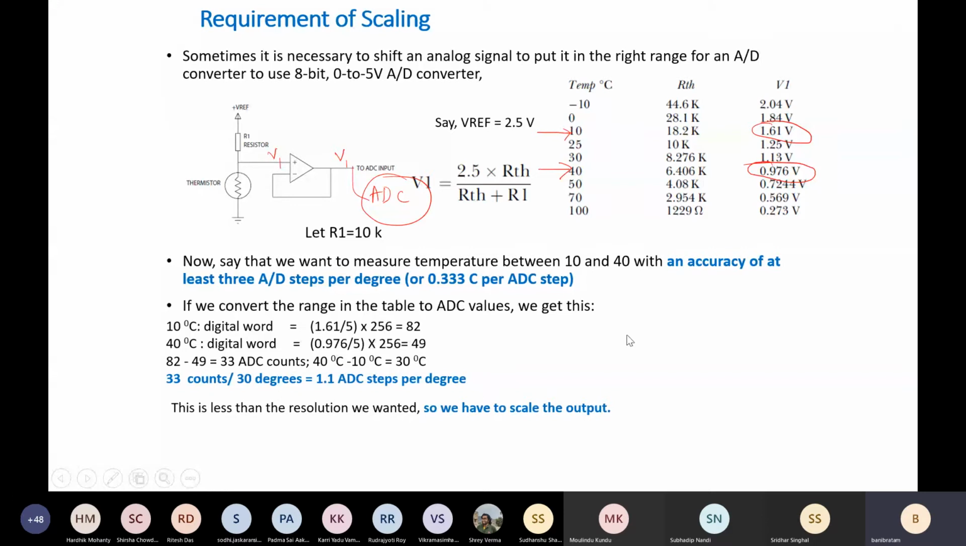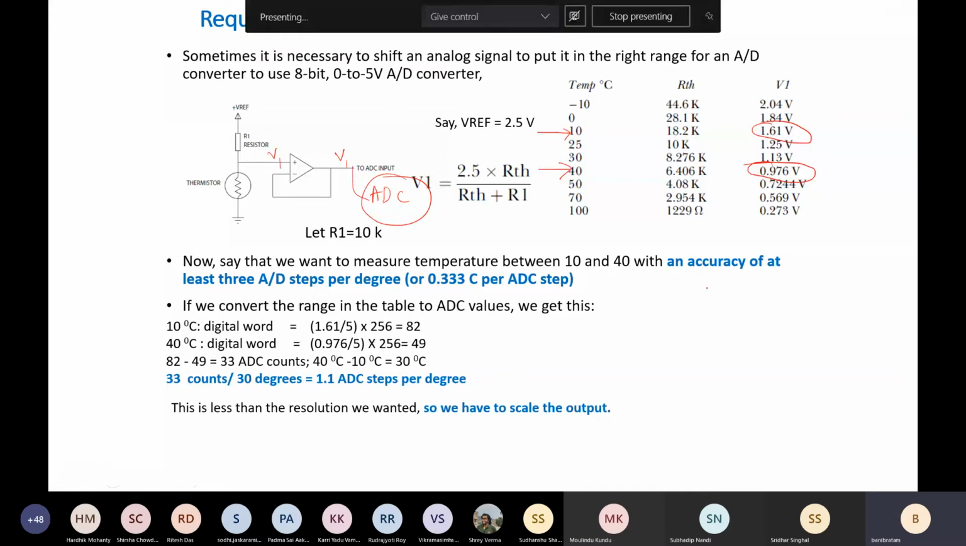Okay. Now, what is your requirement? You want an accuracy of at least 3 ADC steps per degree. That means when you connect this voltage divider output to the ADC, each degree centigrade corresponds to 3 ADC steps. So what does it mean?